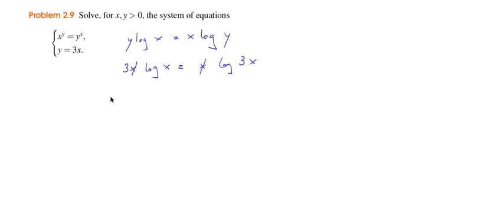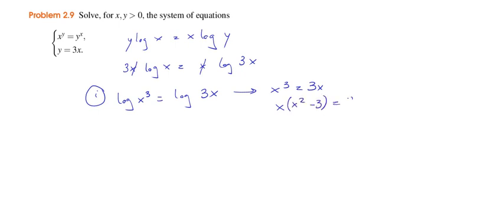There are two ways to deal with this. The first one, let's say this is the logarithm of x to the cube, and this is the logarithm of 3x. We know the logarithm is an injective function, so this is exactly the same as this. In other words, this is x times (x squared minus 3) equal to 0, but we know that x is positive, so x cannot be 0, so x squared has to be 3, and this means that x has to be the square root of 3, again because x is positive.